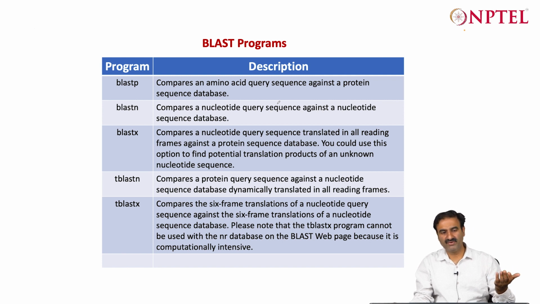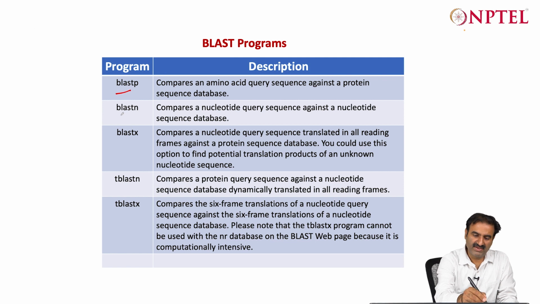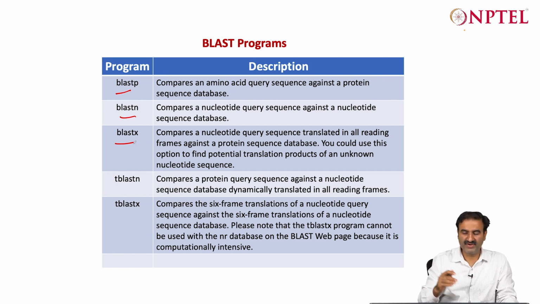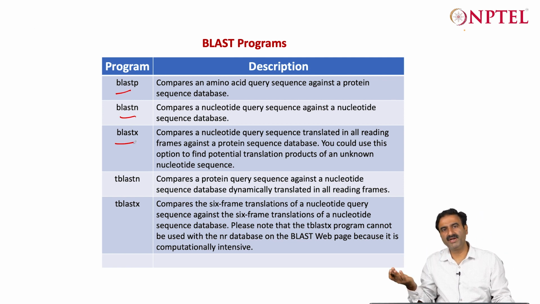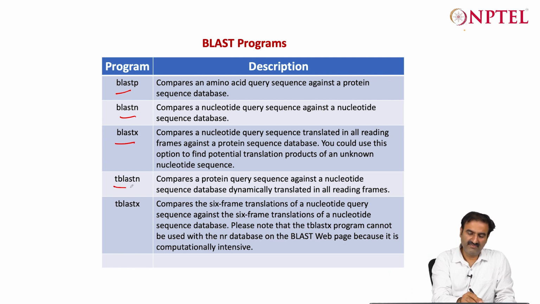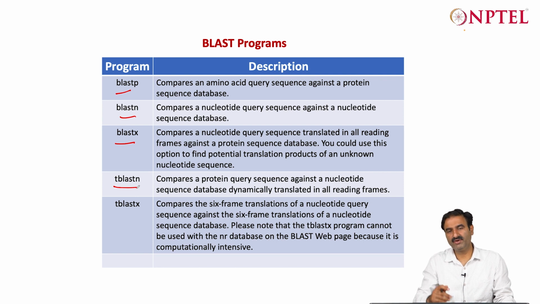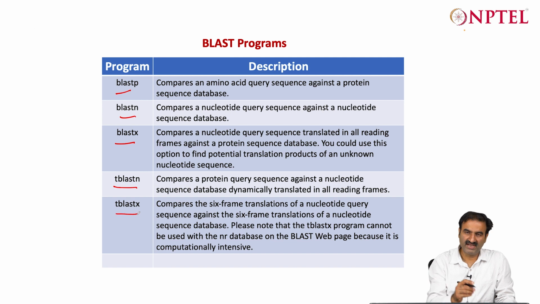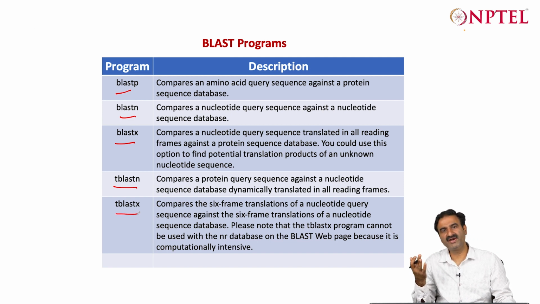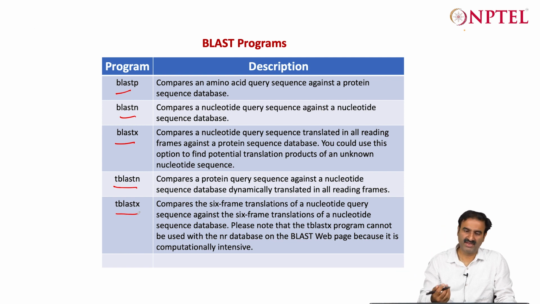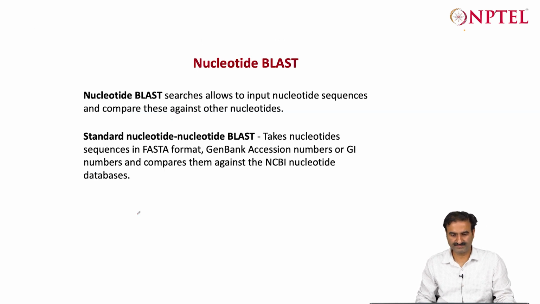If you have a nucleotide query, you will align with nucleotide, so BLAST P, BLAST N. BLASTX: if you have a nucleotide query and you want to align with a protein database, you will do BLASTX. If you have a protein query and you want to align against nucleotide, you will do TBLASTN. And similarly, if you have a DNA sequence and you want to convert it into 6 reading frames and then do the translated BLAST in the database, you will do TBLASTX. So different versions are there; depending upon your requirement you can use them.